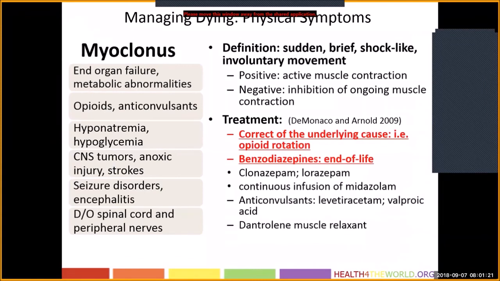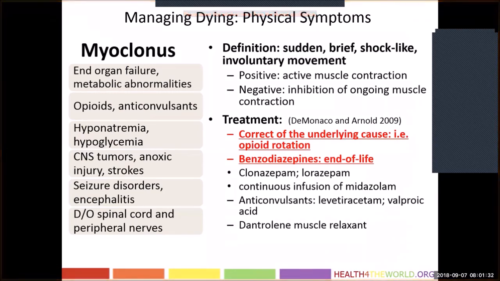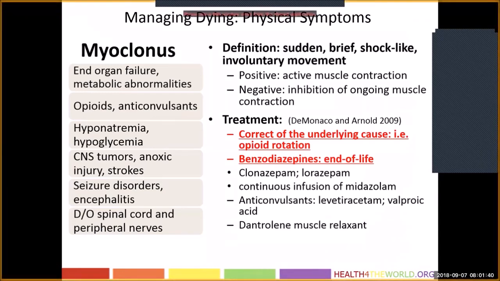So how are you going to treat it? If you think it's the opiate, so you started some morphine and the doses got pretty high and now they're jerking, if you have another option, rotate it over. If you can decrease the dose, try to do that. If you cannot do any of those things, benzodiazepines are appropriate to use at the end of life. That will calm down those emotions.